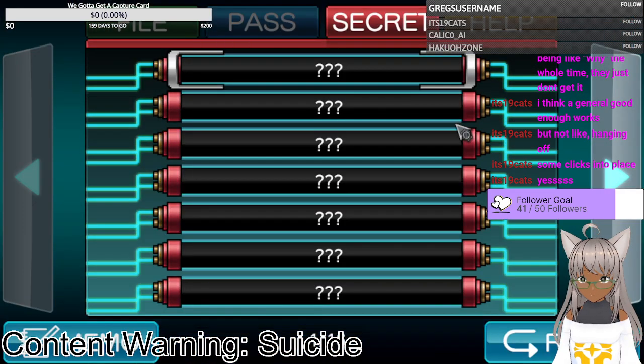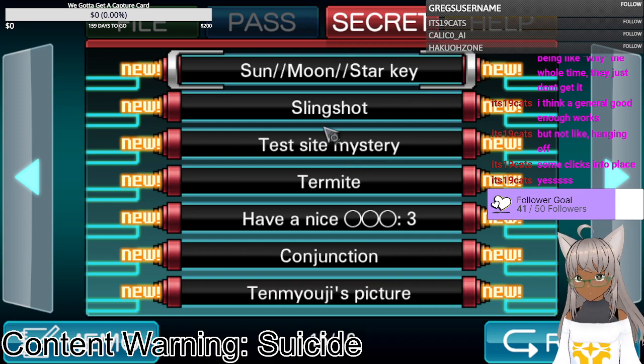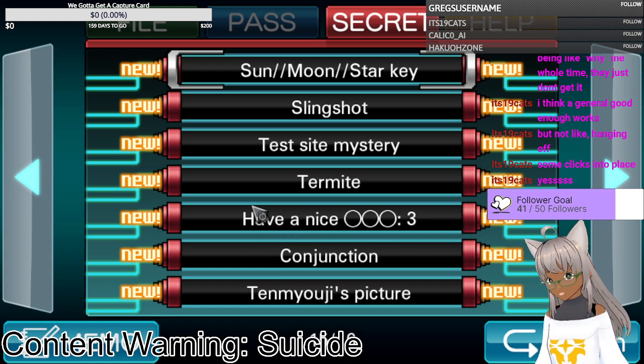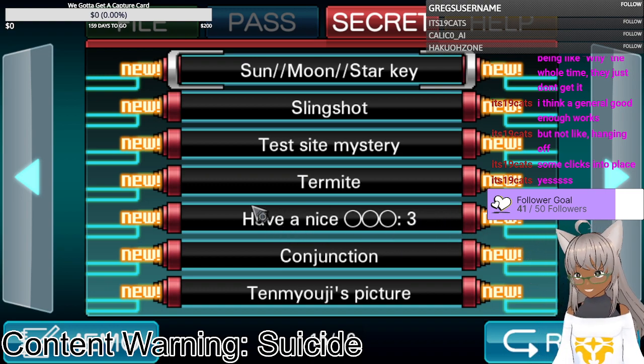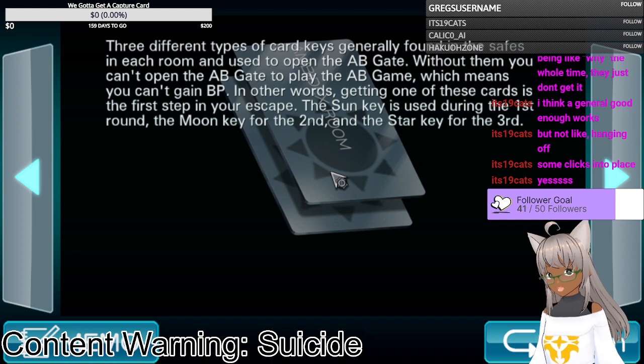Alright. What's gonna blow our minds this time? What is this one? Kamen Rider O's? Have a nice count the medals, 1, 2, and 3? Sun, moon, and star keys.